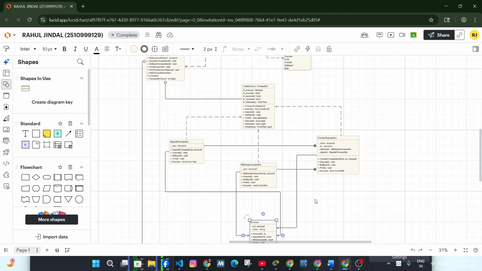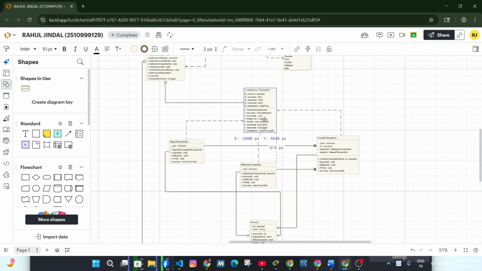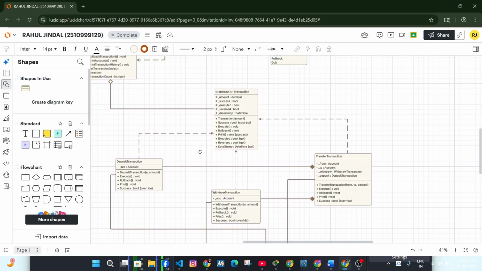And now I am going to explain the relationships in my UML diagram. So the first relationship is inheritance. Inheritance is shown using this hollow triangle line, which represents an is-a relationship. In my diagram, this deposit transaction, withdraw transaction, and this transfer transaction all inherit from the abstract class transaction, which means these all are using the common fields like the amount and the success, and they are also overriding the methods such as the execute and the rollback.